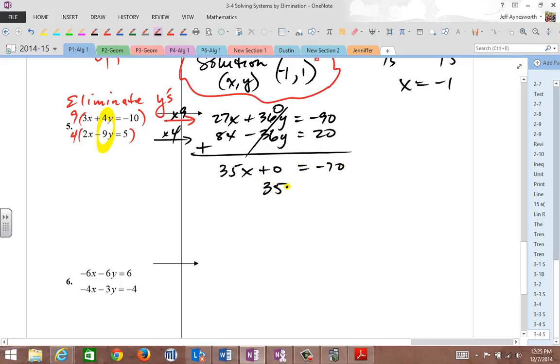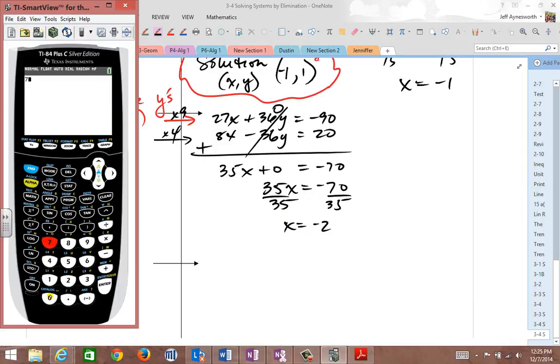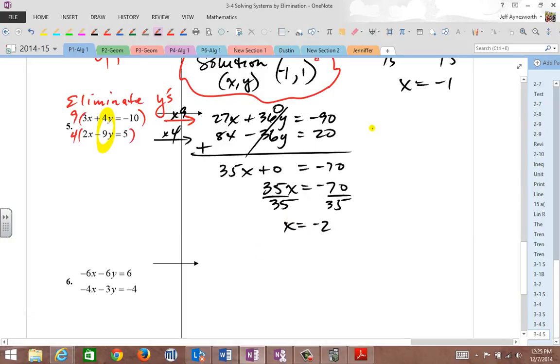Well, that just gives me 35x equals negative 70, and if I divide both sides by 35, I get x is equal to negative 2. Whoops, negative 2. You can check that with your calculator, okay? 70 divided by 35 is 2, but I see a negative sign, so I said negative 2. All right, then you got to find y, so let's do that.